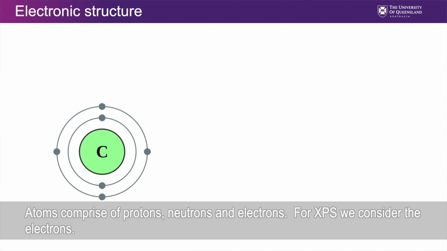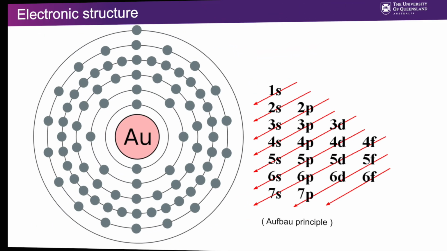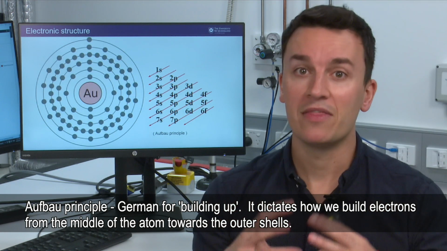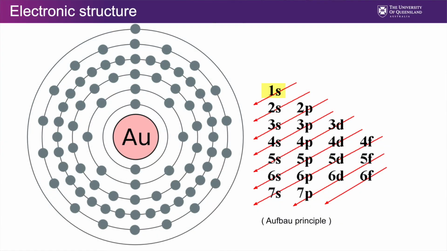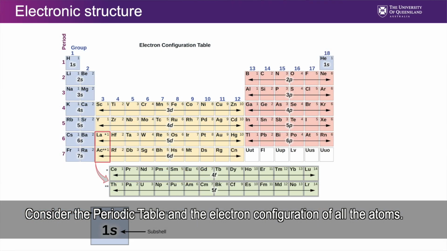For something like carbon, this is quite simple, but if we consider something larger, like gold, this has many more electrons. We can start to see how these electrons fill. These electrons sit in a way dictated by what we call the Aufbau principle. This is just German for building up, and it dictates how we build electrons from right in the middle of the atom to the outer shells. Firstly, we would fill the 1s orbital, then the 2s, then the 2p, then the 3s, 3p, but then we wouldn't go on to the 3d, we'd go on to the 4s. It depends on how the energy levels relate, but we can go through the system for all of the elements. It's good to have an appreciation of the periodic table and the electron configuration of all the atoms.